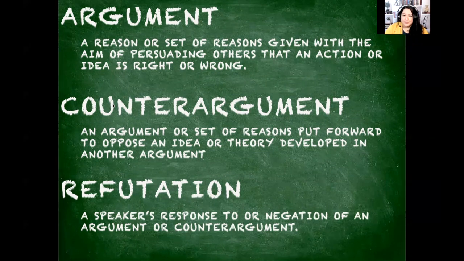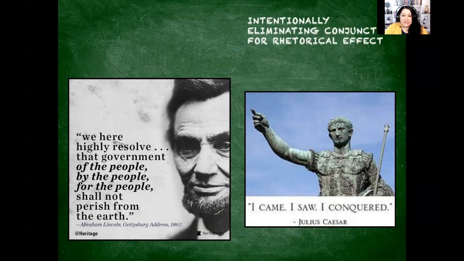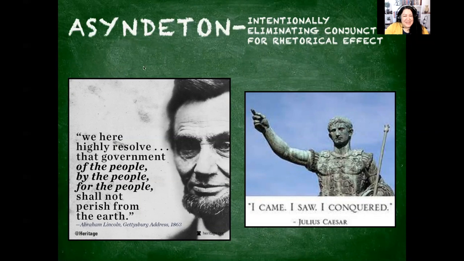No big deal. Okay, I came, I saw, I conquered. Ooh, that sounds familiar. We here highly resolve that government of the people, by the people, for the people shall not perish from the earth. Intentionally eliminating conjunctions for rhetorical effect. Do you remember? It means without conjunctions. Which Greek root means without? You remember? A. Asyndeton. I know you all got it.